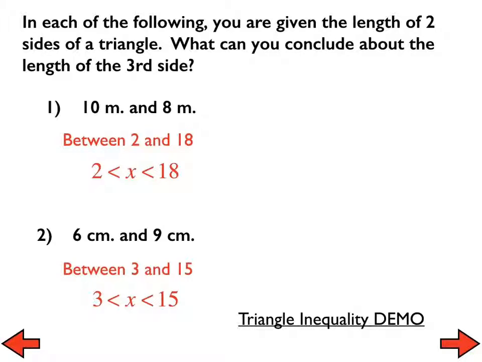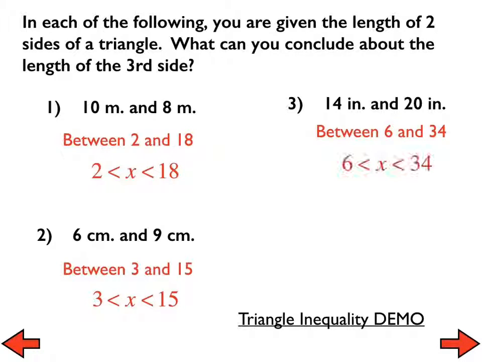I'll do one more with you. If the two sides given are 14 and 20 inches, let's say that those are the two long sides. That means the third side has to be bigger than what? 6. Bigger than 6. If those are the two short sides, then it has to be less than 34. So your answer would be between 6 and 34. So I want you to write it as x is less than 34 but greater than 6. So 6 is less than x is less than 34.